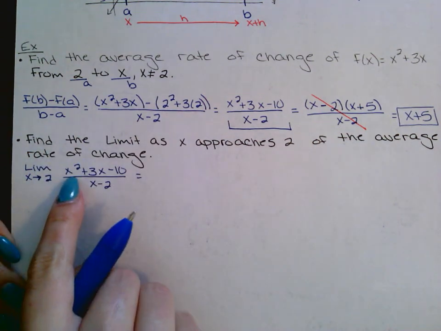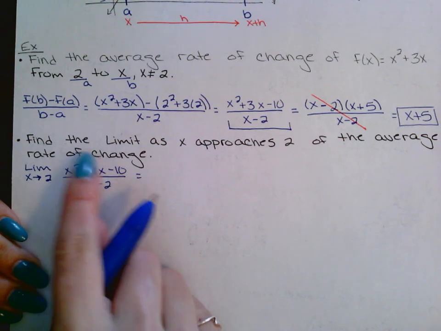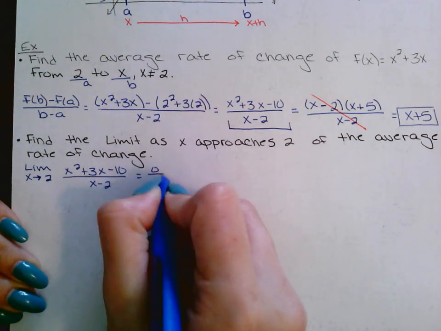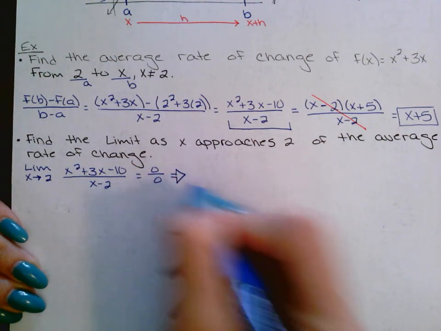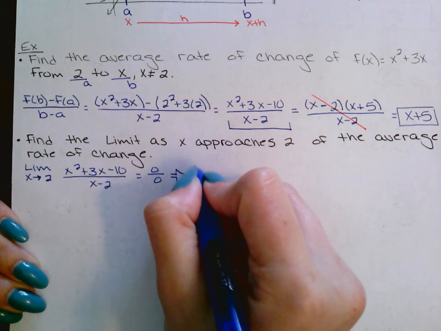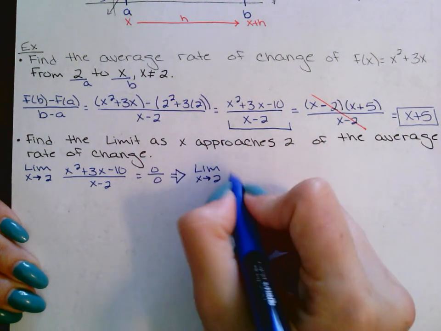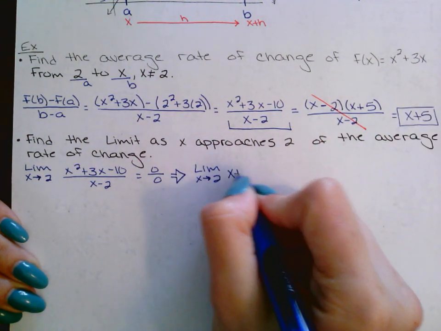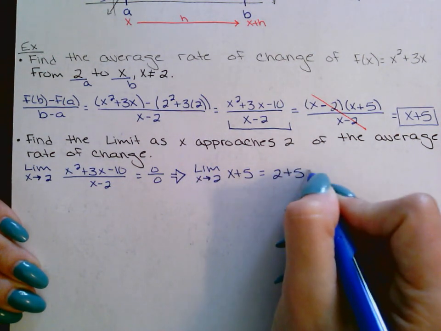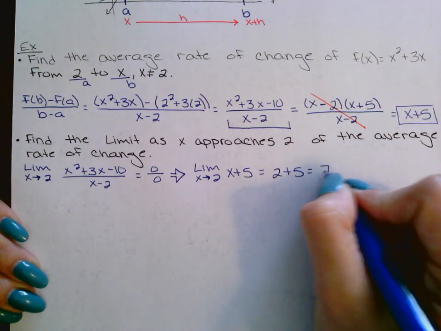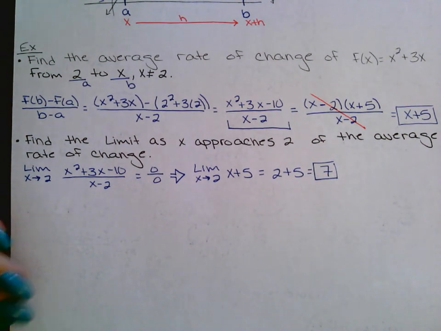I would have gone that when I plugged in, 2 squared is 4, plus 3 times 2, which is 6. That gives me 10. Minus 10 is 0, over 2 minus 2 is 0. So that would have led me to my cleaning anyways, which I'm not going to redo. It's right up above if you need to see it. And the leftovers is just an x plus 5. So when I plug my 2 into here, I do get a nice clean number. And the limit as x approaches 2 of this average rate of change of this original problem is just 7.